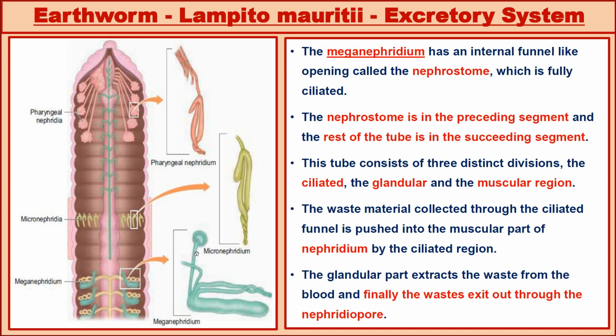So it actually has three distinct regions: the ciliated region, the glandular region, and the muscular region. The waste material is collected by the ciliated funnel and pushed to the muscular part of the nephridium. Then it is passed on to the glandular part. This glandular part extracts the waste from the blood directly, and finally the waste exits into the posterior part of the intestine through the nephridiopore. From there it is eliminated out through the anus.